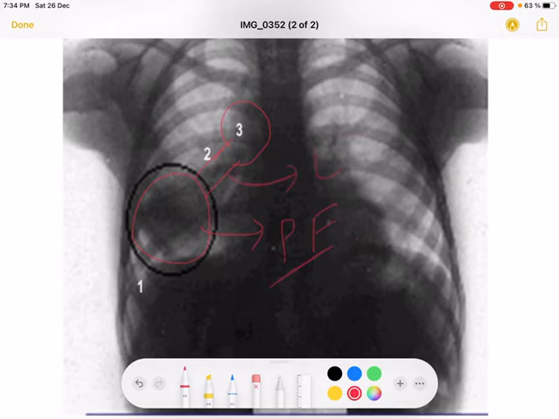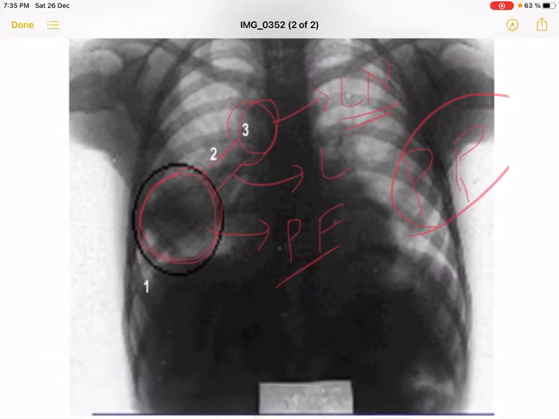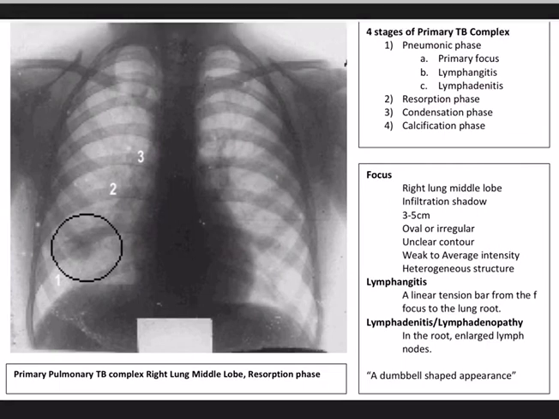Second one is the lymphangitis and lymph node enlargement. In this image, the consolidation is quite larger in size. Lymph node is also enlarged and visible on X-ray. Borders are not so clear, but still we can see the shadow. This is the pneumonic phase of primary TB complex. So I will rapidly go through what the changes are, and why we can say this is the primary complex.